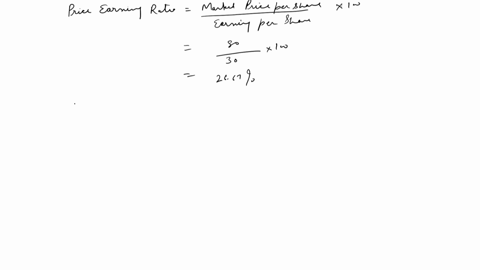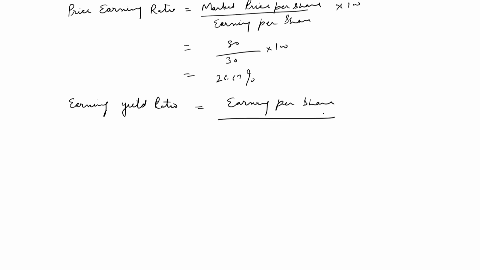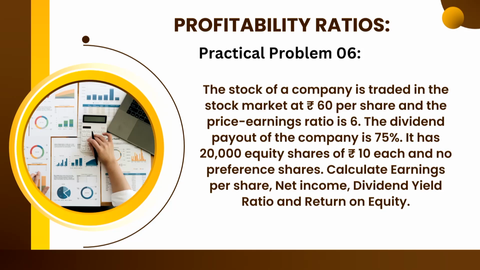Next in the question is earning yield ratio. Earning yield ratio is equal to earning per share upon market price per share into 100, just the reciprocal of the above. So now it is 30 upon 80 into 100, which comes to 37.5%. Moving to practical problem number 6.